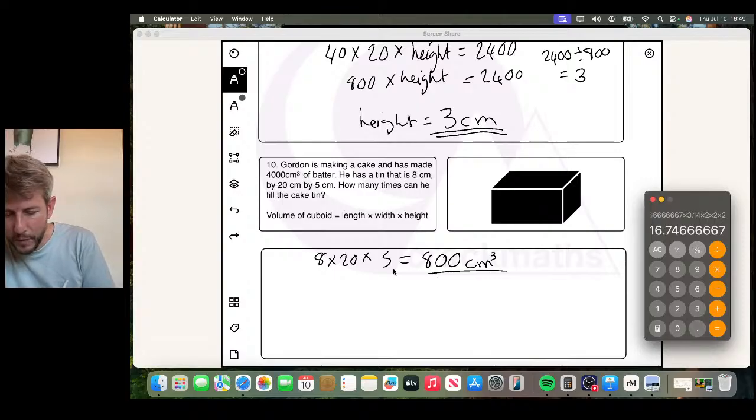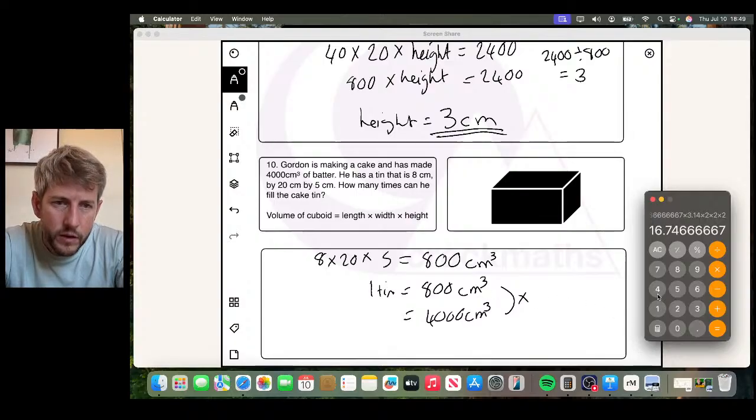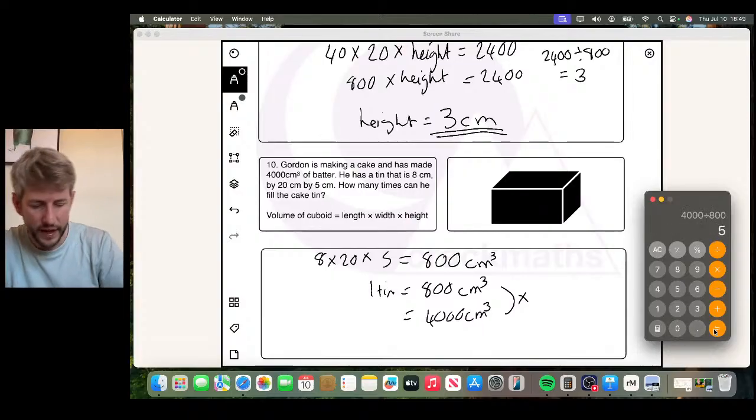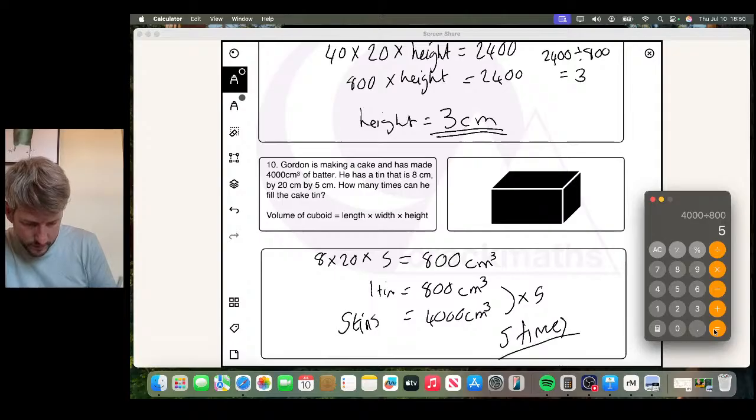And we want to know how many, so we know that one tin equals 800 centimeters cubed. We want to get up to 40,000 centimeters cubed. So what are we going to times that by? If we do 40,000 divided by 800, that equals times 50. So it's 50 tins, 50 tins or 50 times.